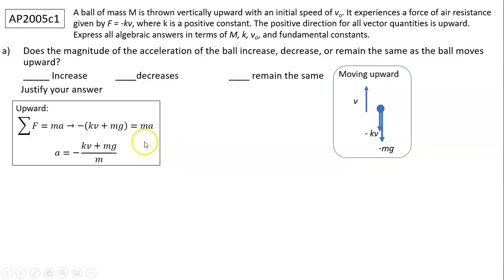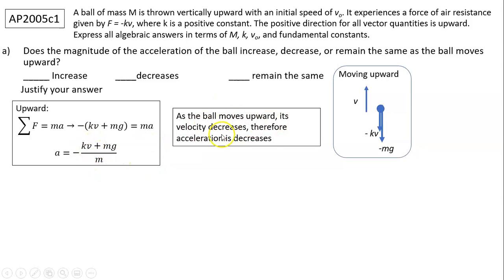And what happens as the ball goes up? What happens to v? As the ball moves upward, its velocity decreases, becoming 0. Therefore, as it moves upward, acceleration has to decrease. So the answer is decrease, and this is how you justify your answer.